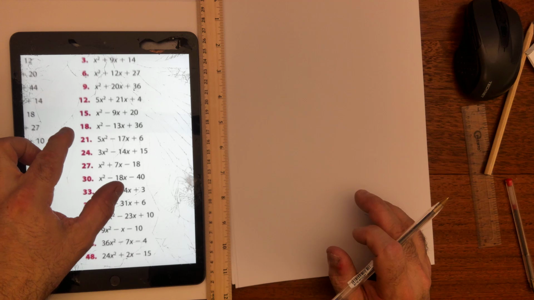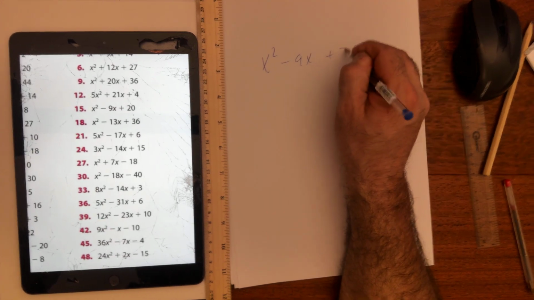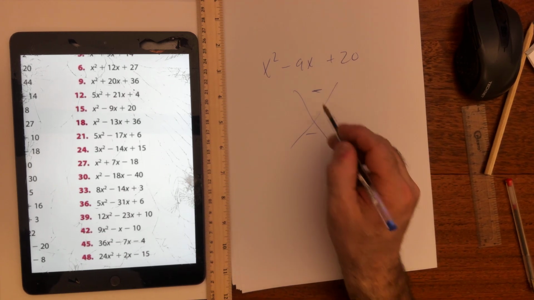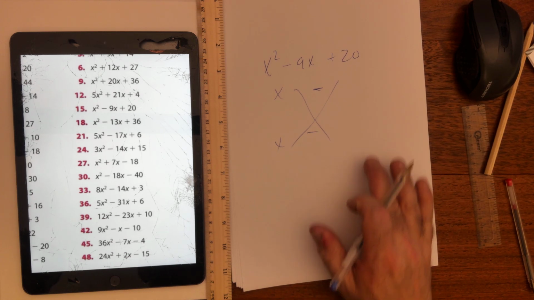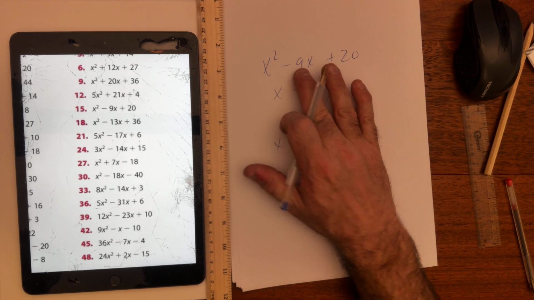Now I'll try and stick to the book as much as possible. So x squared minus 9x plus 20. My frame will have two negatives. If it's minus here and plus here, my frame will have two negatives. It's x squared, so it's just x and x. And I'm looking for two numbers that multiply to 20 and add to 9.